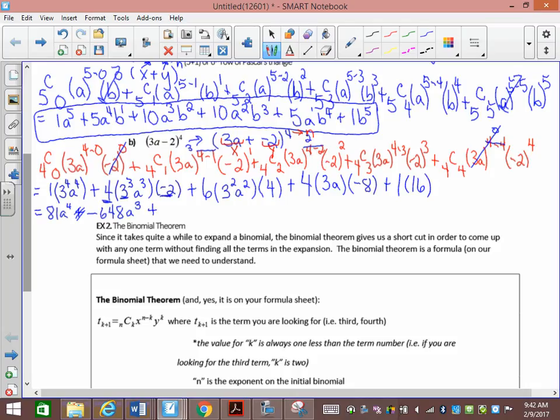Plus 6 times 9 times 4. So 24 times 9. What'd you get? a squared. And then 4 times 3 times negative 8. It's going to be negative 96, plus 16.